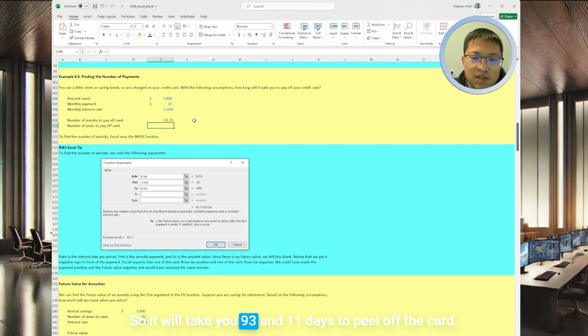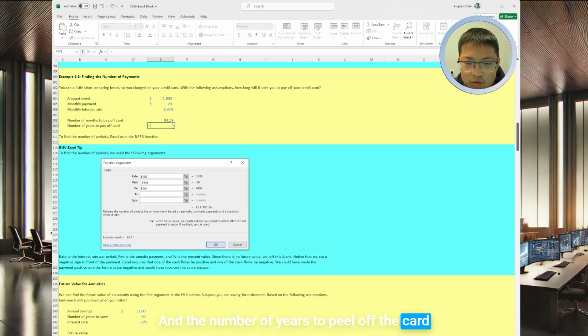So it will take you 93.11 months to pay off the card. And the number of years to pay off the card will simply equal this number divided by 12. Right? So that'll give you 7.76 years to pay off the loan.